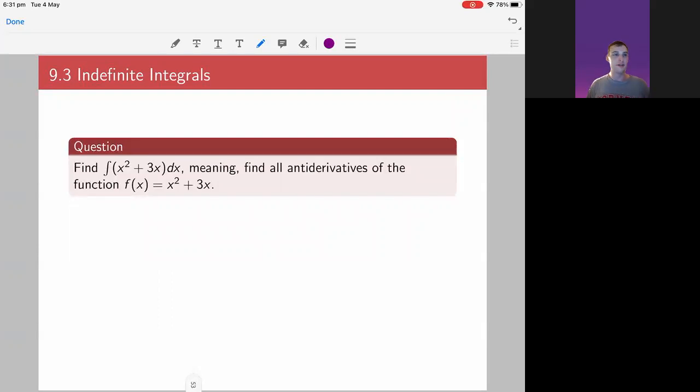Question: you're given a function, x squared plus 3x. Find the indefinite integral of x squared plus 3x dx. And recall, what that means is I want you to find all possible antiderivatives of this function here. Well, remember the sum of antiderivatives. If you've got the sum of two functions and you know what antiderivatives for those functions are individually, then that means you can add the corresponding antiderivatives up to get a new antiderivative.